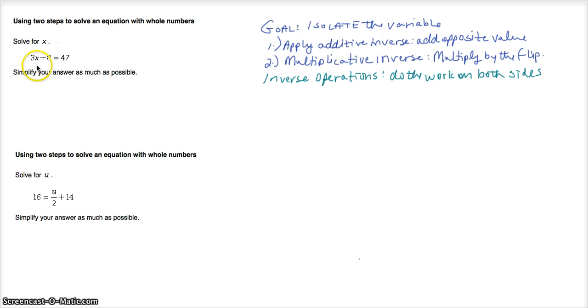All right, let's solve a problem using two steps to solve an equation with whole number values. Solve for x. So we have 3x plus 8 equals 47. The first thing we want to do is isolate the value of x. So we want to get x by itself. Let's rewrite our equation so that we can start working with it: 3x plus 8 is equal to 47.